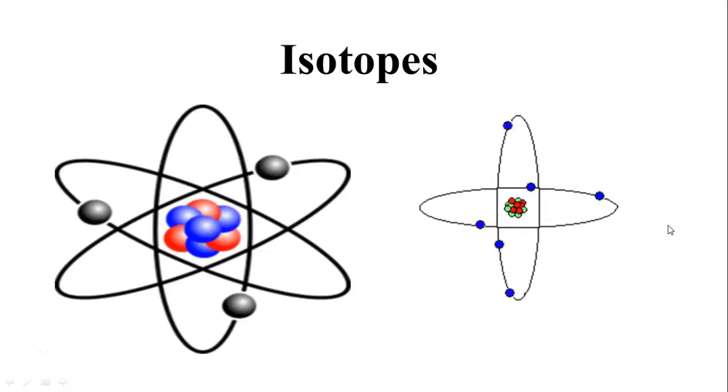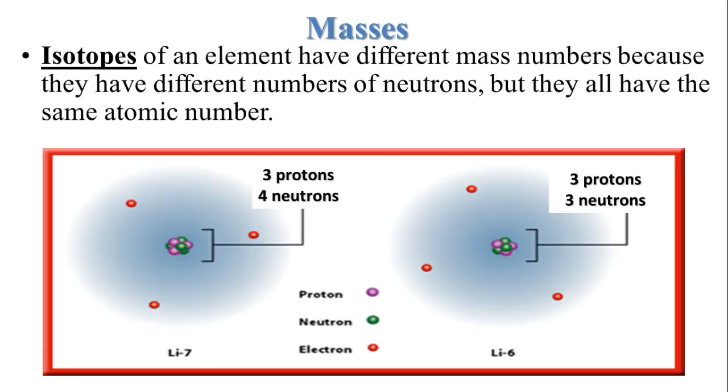Hey, it's Mr. Sultana, and this video is going to be talking all about isotopes. So first of all, what is an isotope? Well, an isotope of an element has a different mass number because isotopes have different numbers of neutrons. However, all isotopes have the same atomic number.